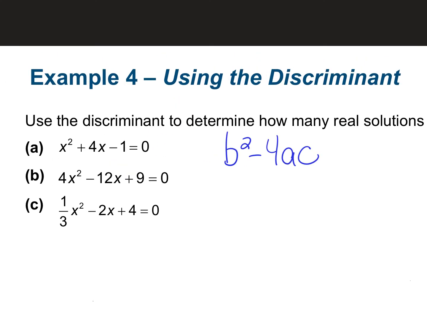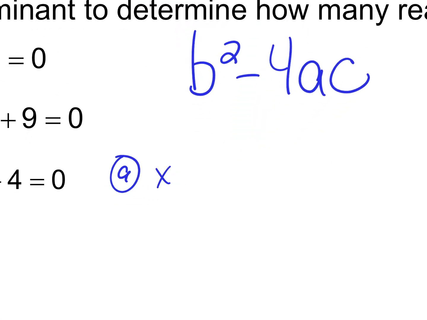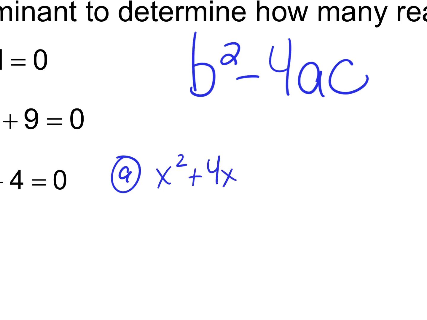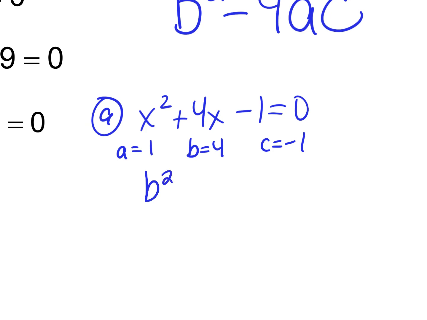So if you have question A, A says x squared plus 4x minus 1 equals 0. Now, they're not asking you to solve it. They want to know how many solutions and what kind they are. So go through the same process. Is everything on the same side? Yes. Set equal to 0. Yes. So let's determine what A is, what B is, and what C is. Perfect. Now we're going to use the discriminant. We're just figuring out what types and how many solutions we have.